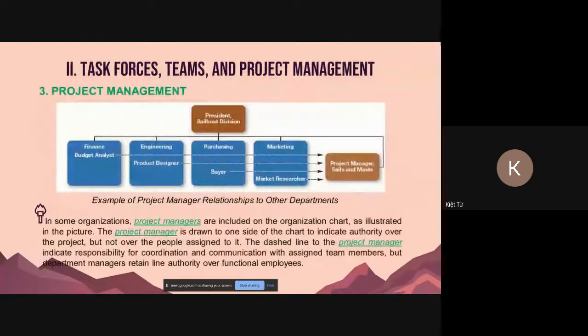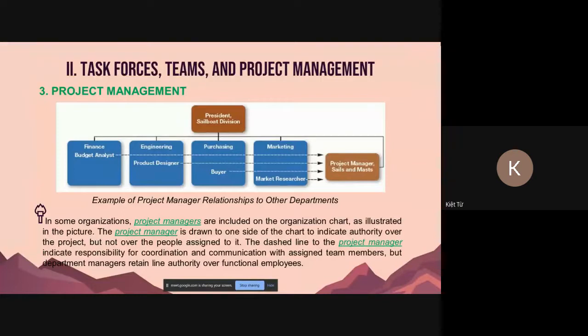coordinated. To give you a closer look at how a project manager looks in a hierarchy, here is an example of the project manager's relationship to other departments. In some organizations, project managers are included on the organization chart, as illustrated in the picture. The project manager is drawn to one side of the chart to indicate authority over the project, but not over the people who are assigned to it.